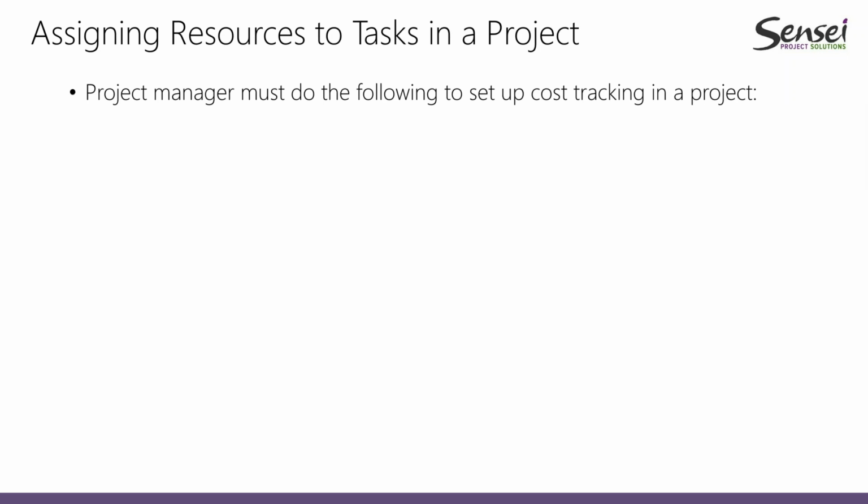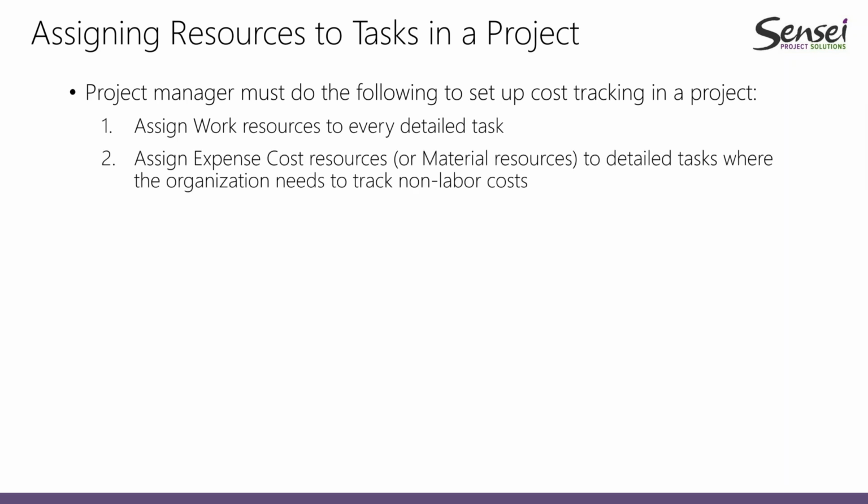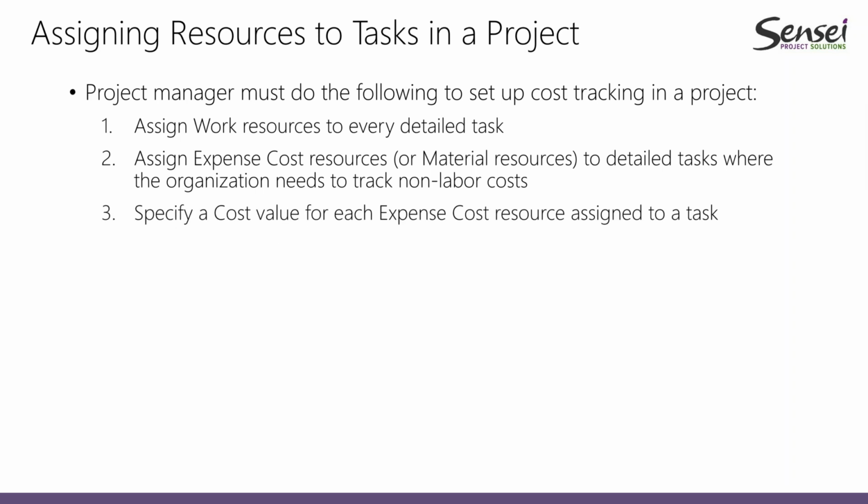After we finish the assignment of budget cost resources to this project summary task, we can just get started assigning the resources to the tasks in our schedule. So then we can assign work resources to every single detailed task. We can also assign expense cost resources or material resources to detailed tasks where the organization needs to track non-labor costs. And then we can specify cost values for expense costs when they are assigned to tasks. I will show you how to do that.